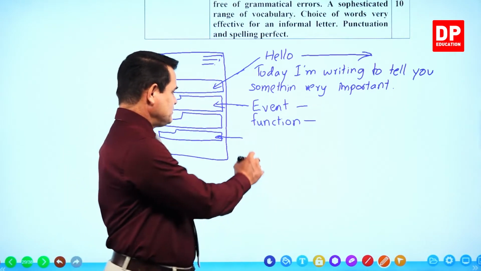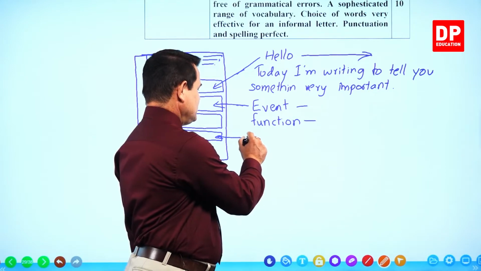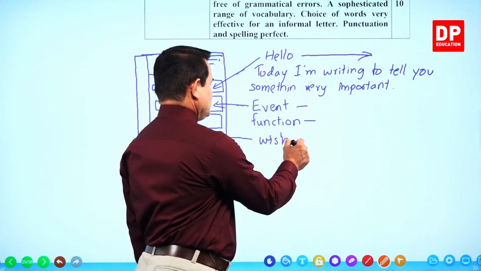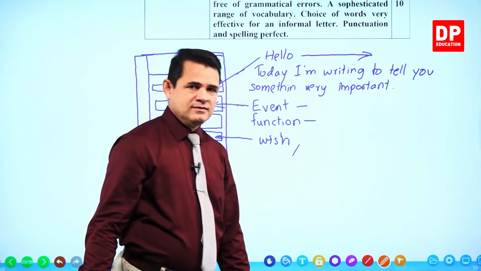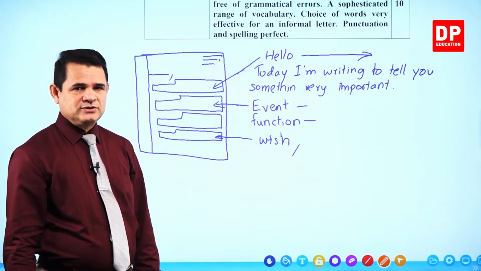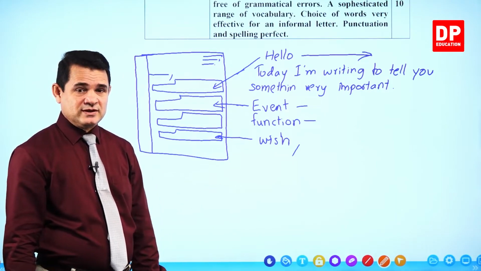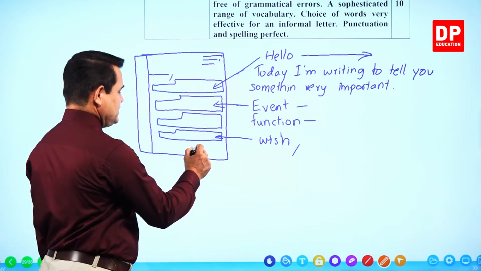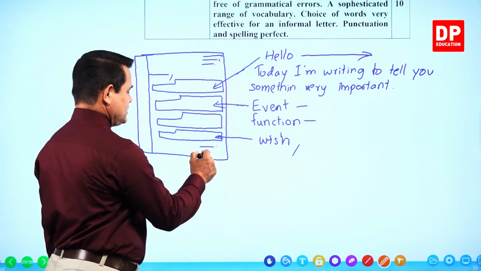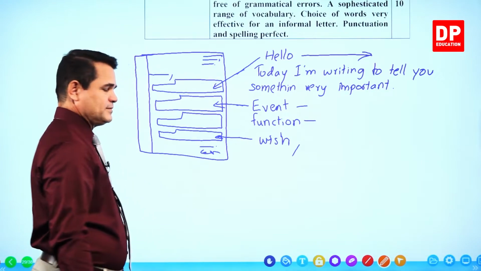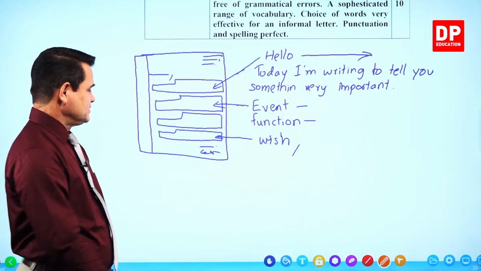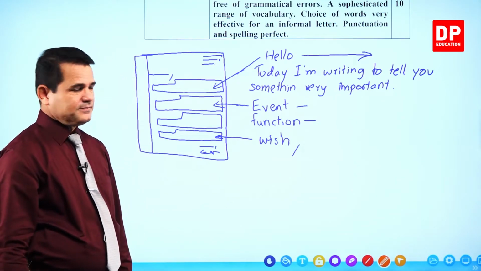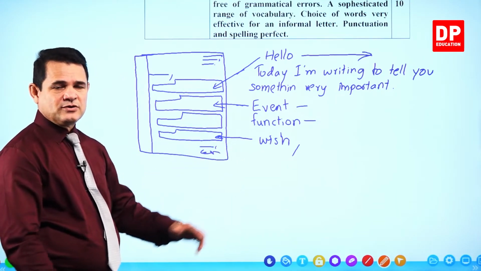So like that sort of a thing, it can be a wish or what you expect. We expect you to be with us very soon. Then finish your letter and write 'Your friend', and then your name, your friend, comma, and your signature. So this is the letter that you are going to write.